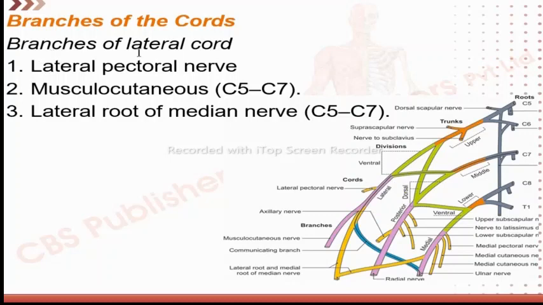Three branches arise from the lateral cord: the lateral pectoral nerve, the musculocutaneous nerve, and the lateral root of the median nerve. So remember these three, LML, as the branches from the lateral cord. Also remember the root value for the lateral cord is C5, C6, and C7.